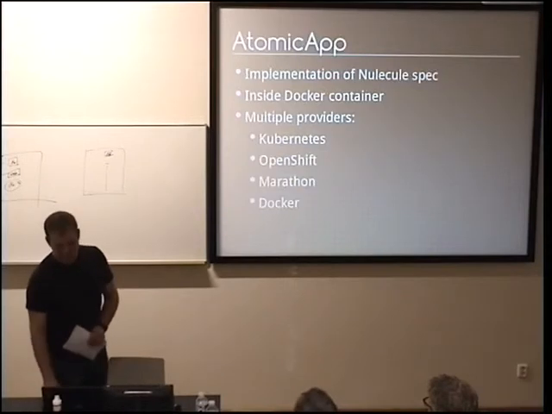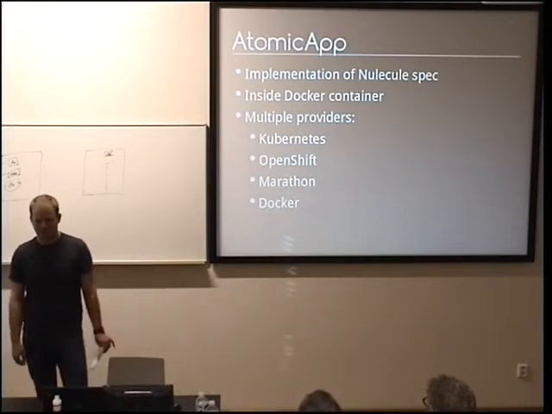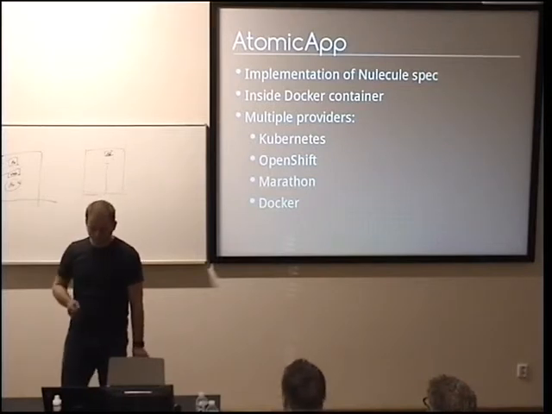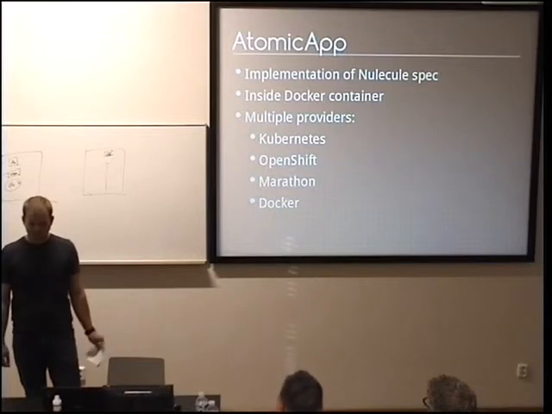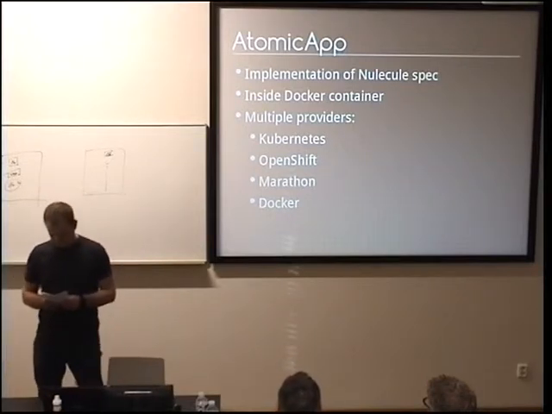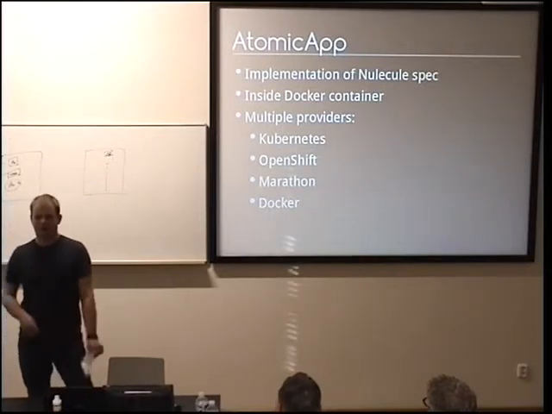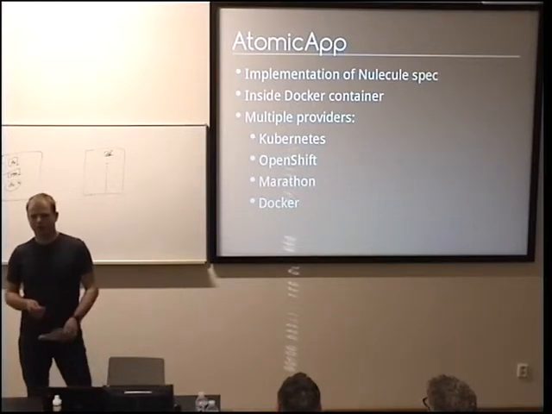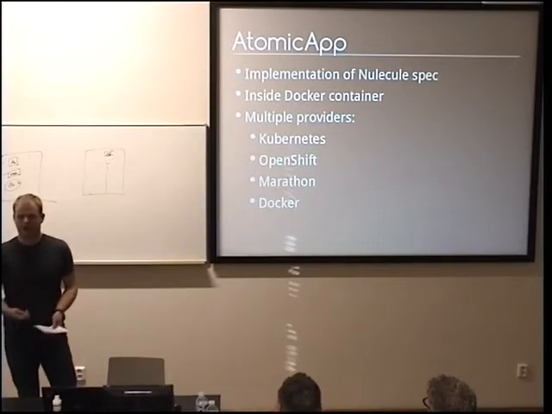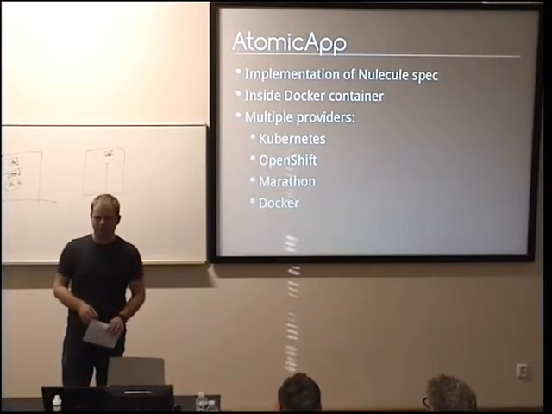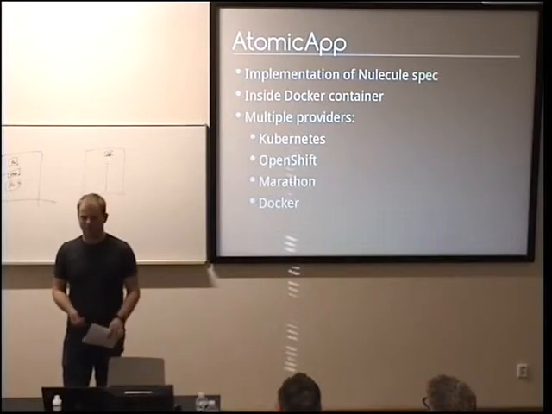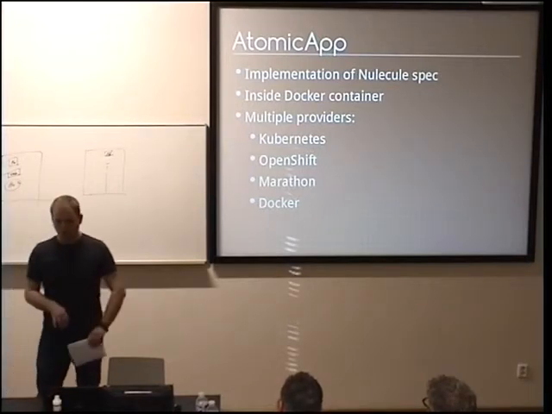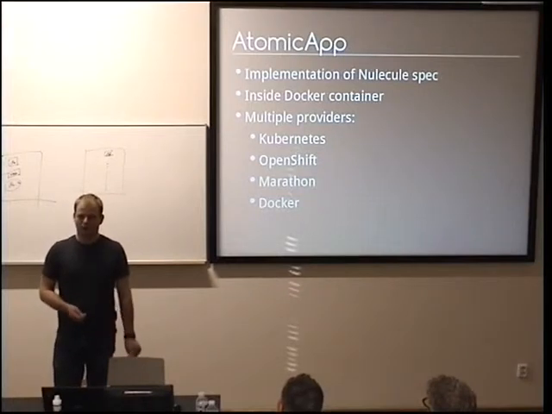And because every specification needs its own implementation, we have AtomicApp, which is an implementation of the Nulecule spec. It's currently implemented around Docker containers, and usually it's embedded inside the container. So you have Nulecule metadata inside a container together with AtomicApp. It's a little bit like a self-extracting archive. All you need is this one container, and you have metadata and an interpreter of this metadata, in this case AtomicApp. The overall goal for AtomicApp is to be a generic installer for multi-container applications.